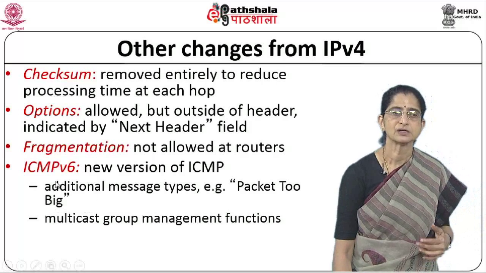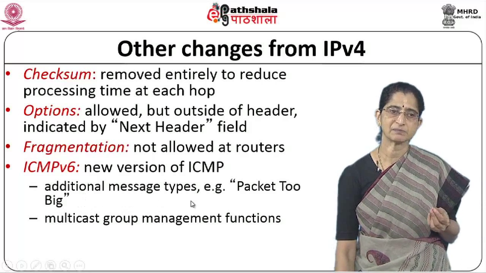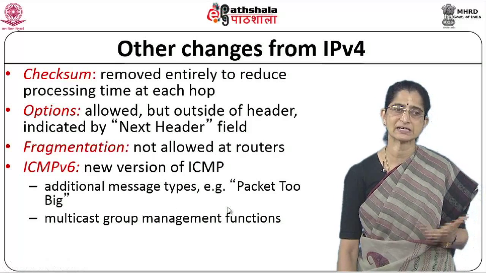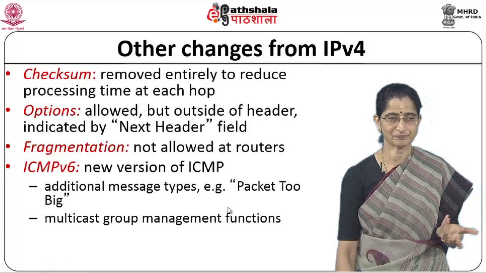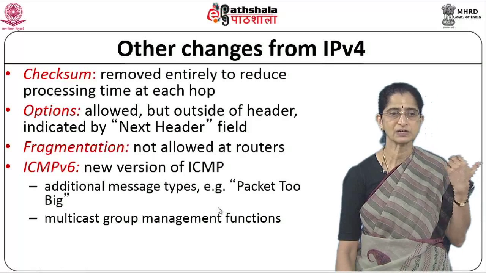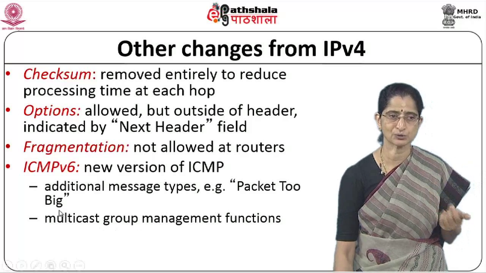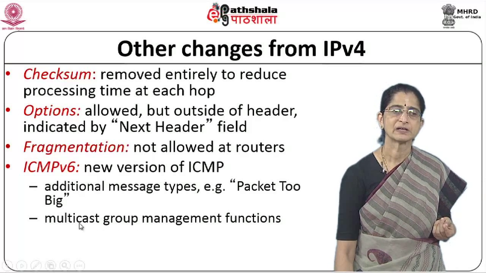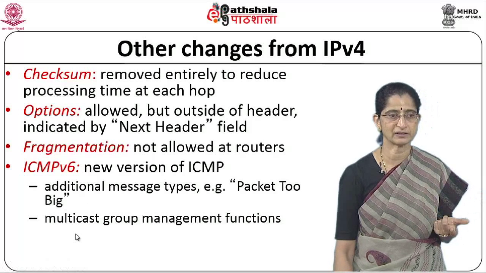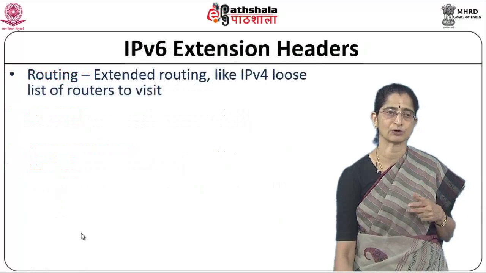IPv6, for instance, has an additional message type called packet too big. So, if you have a very big packet that is being sent, which means basically it needs to be fragmented, but of course we do not have support for fragmentation here. So, the source will have to fragment it and send the packet. So you have a message like that. Then of course there are multicast group management functions that are also supported with the ICMPv6 protocol.